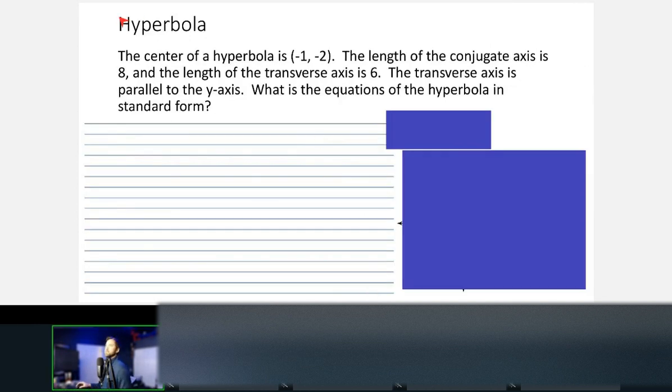All right, hyperbola. So the center of a hyperbola is (-1, -2). The length of the conjugate axis is 8, and the length of the transverse axis is 6. The transverse axis is parallel to the y-axis. What is the equation of the hyperbola in standard form? So, very straightforward. Based on the wording, is this going to be a vertical or horizontal hyperbola?